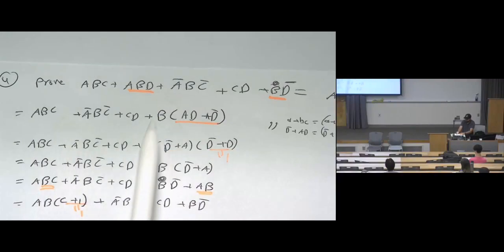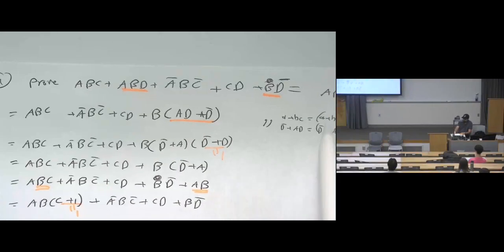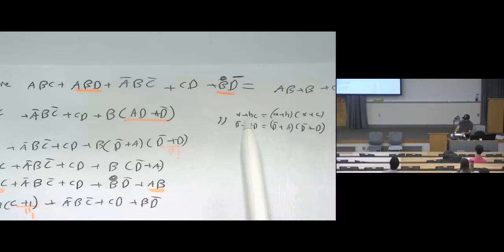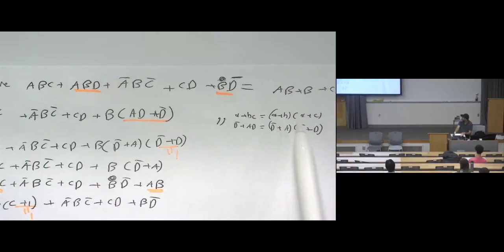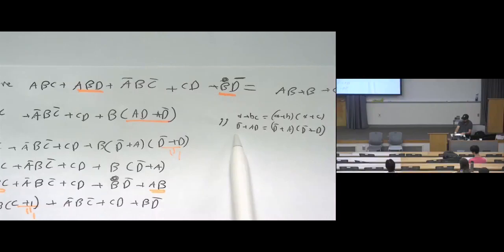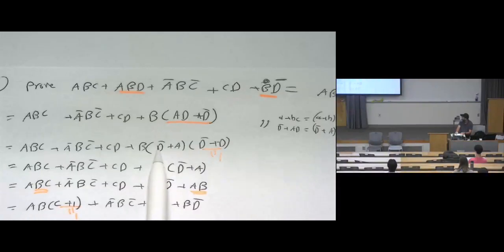Rewrite the same expression and take B as a common factor. It will be AD plus D bar. Then, we know according to theorems, A plus BC equals A plus B times A plus C. Therefore, D bar plus AD equals D bar plus A, then D bar plus D. Substitute this instead of this one.